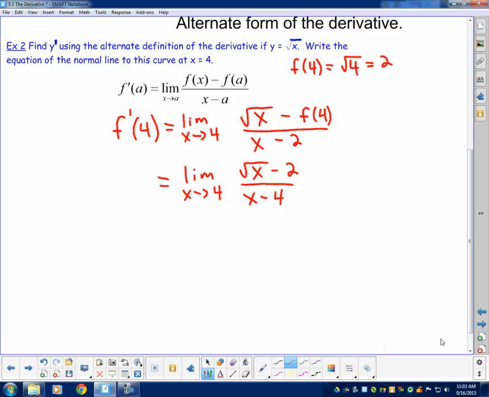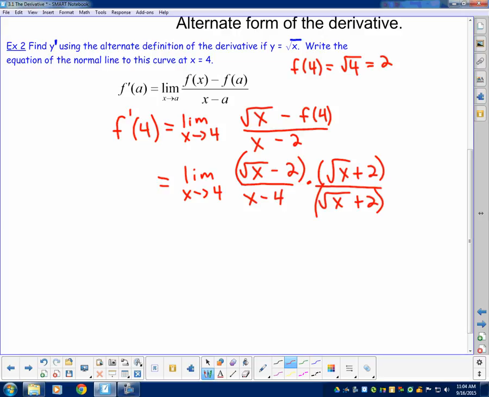Okay, so we're going to multiply by something like a conjugate form. Let's try square root of x plus 2. Somehow we have to rewrite it. We cannot split it up.